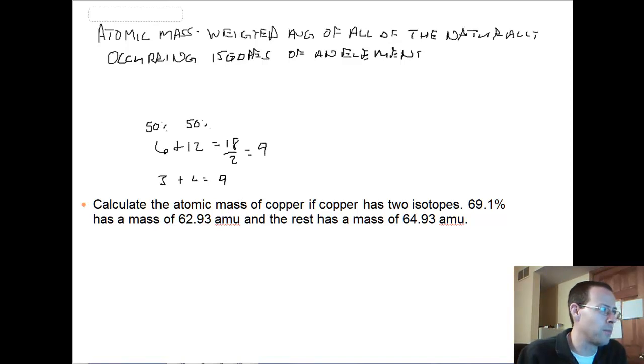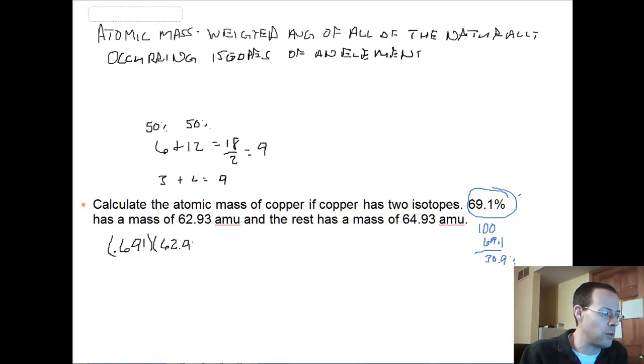So in this particular example, one of our percentages is 69.1%, which is listed right here. And our other percent, even though it doesn't list it, if we have 100% and subtract 69.1% from it, what we have left is 30.9%. So what we're going to do is take 69.1%, and I'm just going to change that to a decimal. It's really 0.691, and I'm going to multiply that by my mass, which in this case is 62.93 AMUs.